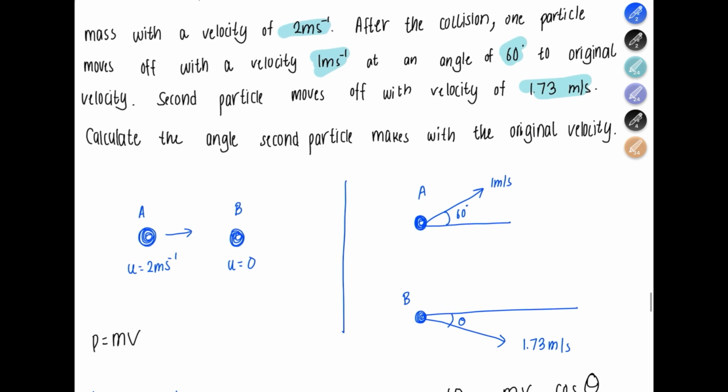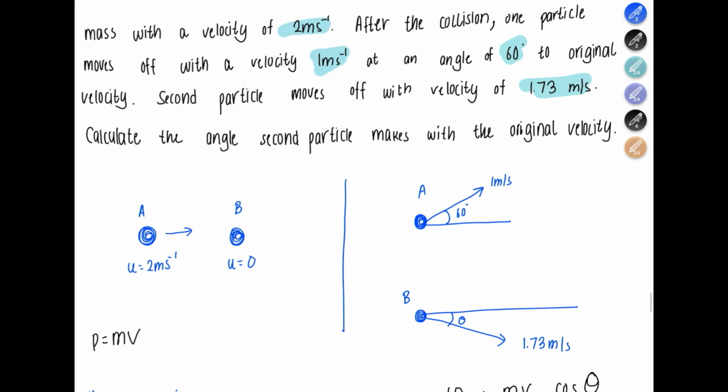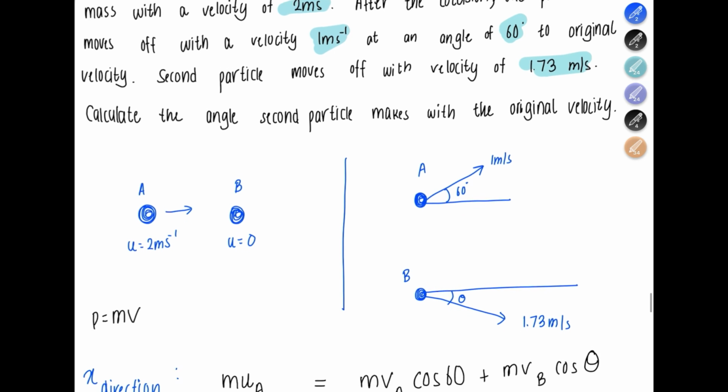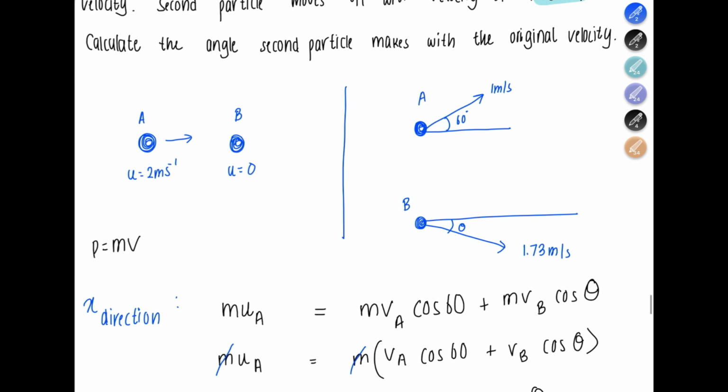So this is a drawing, a sketch. Particle A is moving towards right with an initial velocity of 2 meters per second. Afterwards, after collision, A is moving towards right with an angle of 60 degrees. What about B? You don't know this angle, you have to find it. So let's write down our equations. I'm writing it in the x direction, but you can write it in either one. So this is going to be mass. Now all of these masses are the same, because they all have the same mass, so I'm not writing mA, mB. That's going to simplify our answer.